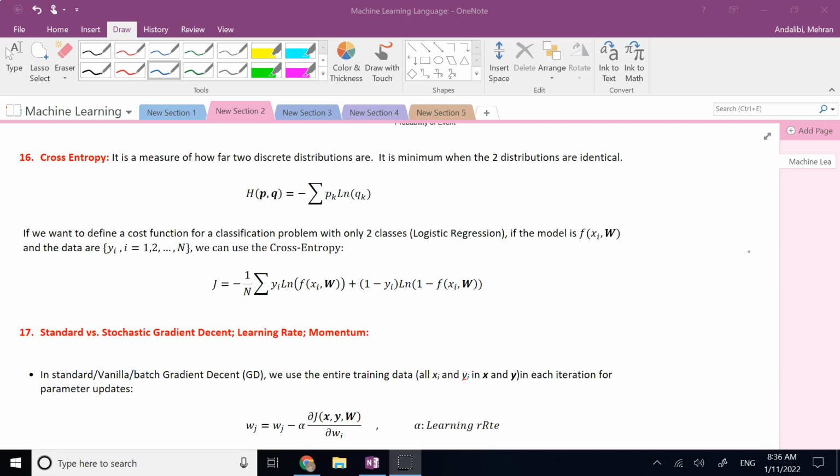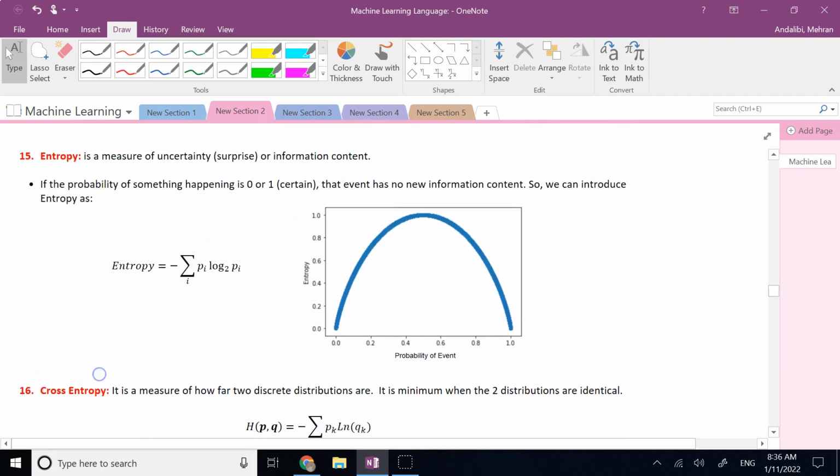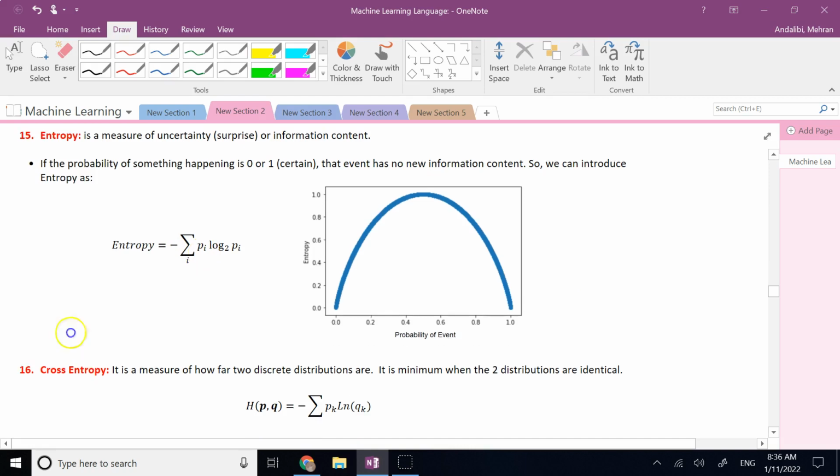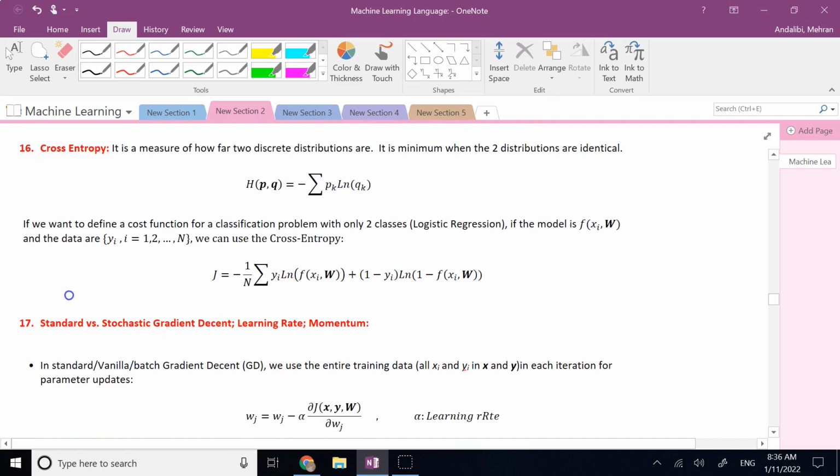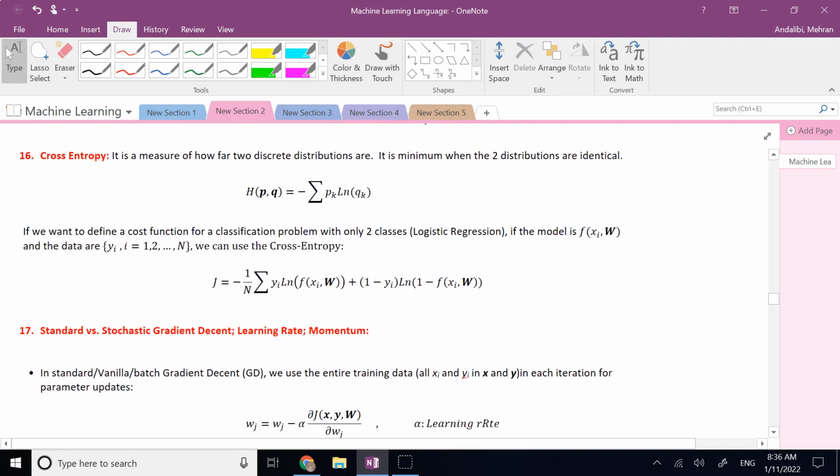The last measure we saw in the previous video was entropy, and we learned that entropy is a measure of uncertainty, surprise, or information content, which we define as negative summation over i of p_i log2 of p_i. Now there is another term called cross entropy. This one is basically a measure of how close two distributions are.